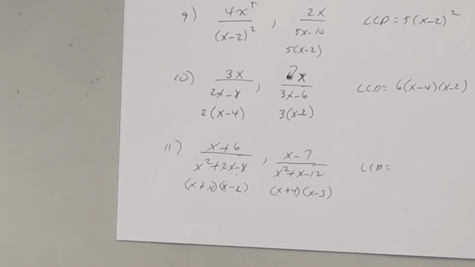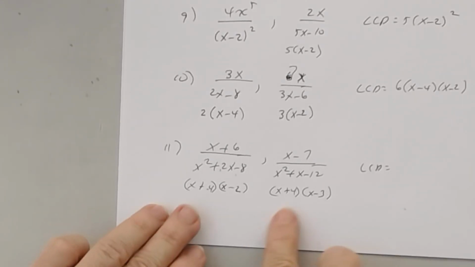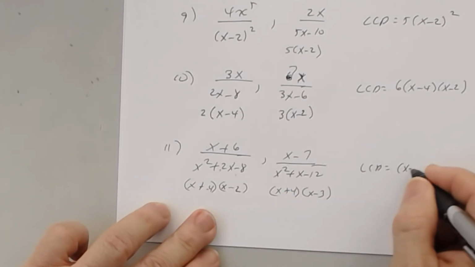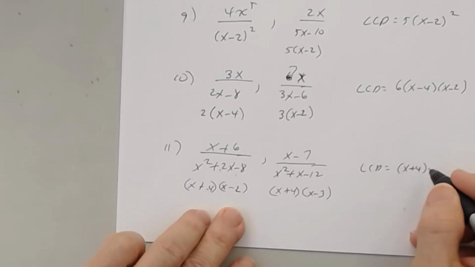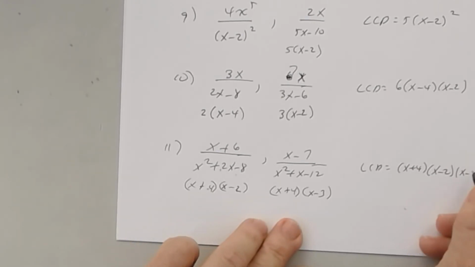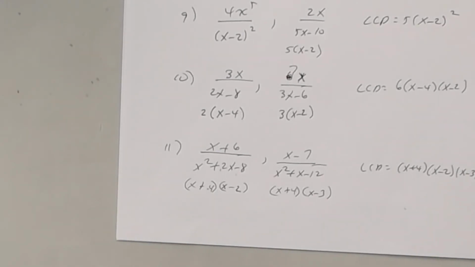x plus 4. How many x plus 4s will I need? Just 1. Good. You don't count altogether. You just count how many factors in each one. I also need a what? x minus 2. And I also need a what? x minus 3. So I just need 1 of each. That's your least. Okay?